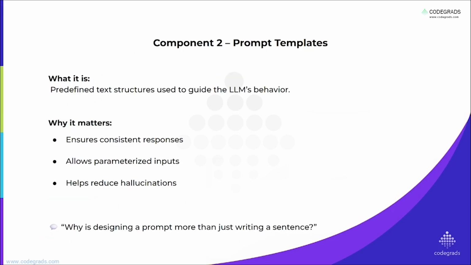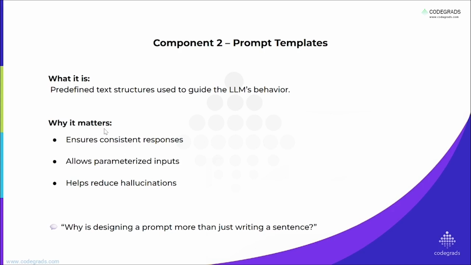Now moving on, we have the prompt template, which is the second component. It is basically a predefined text structure used to guide the LLM's behavior. If a proper prompt and text structure is passed to the LLM, the hallucination problem, which is the major problem of any LLM, can be avoided. So predefined text structures are very important when we are building, for example, a chatbot. In this case, the prompt template should be more precise.